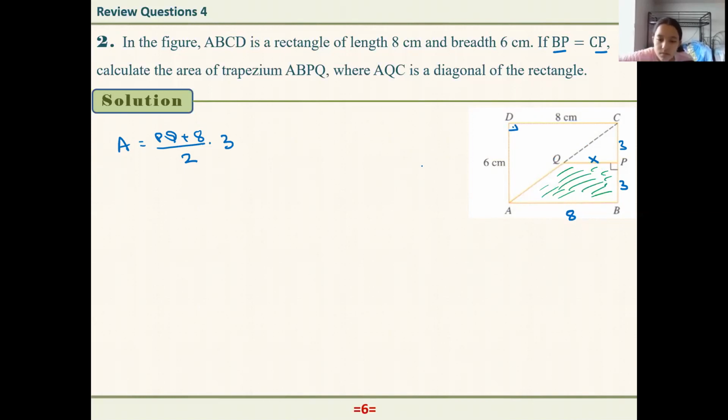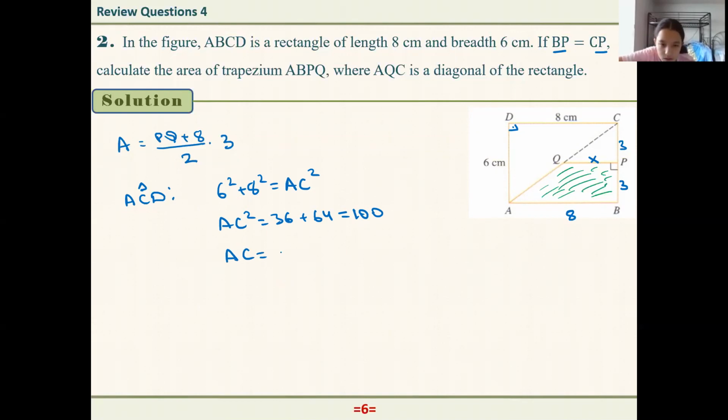Now from here, look at this. This one, triangle ACD. Is it a right angle triangle? Yes, right? Because here, this is a right angle. So ACD is a right angle triangle. So using Pythagorean theorem, I can find the length of AC. So 6 squared plus 8 squared equals AC squared. AC squared equals 36 plus 64, that's equal to 100. If AC squared is 100, what is AC?